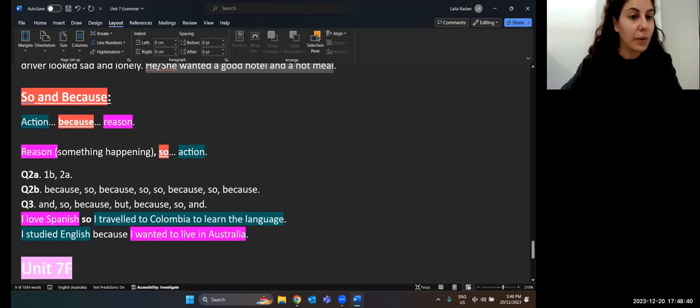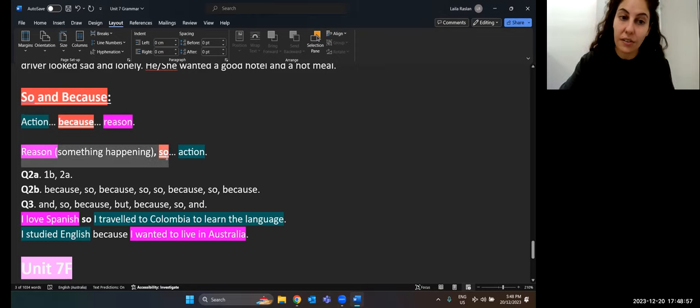So how can we use them? In the first way, we must put an action and then say because and then the reason. Now, I'll explain this in a moment. In the second way, we put the reason. So we say something happened and then we say so, but we must actually put a comma here. And then we say the action.